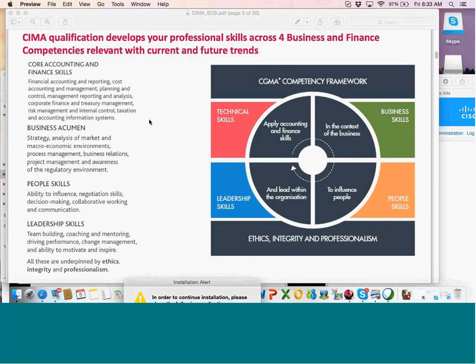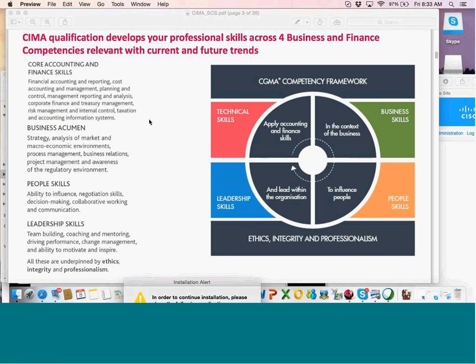People skills is important here. Ability to influence, negotiate, skills in decision making, collaborative working, and communication. That also needs to come in because you're a leader. At this level, you're a very, very senior leader, advising the board. Okay, that is the role that you have to assume.